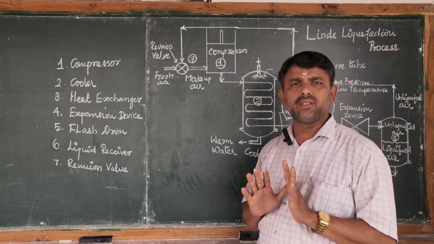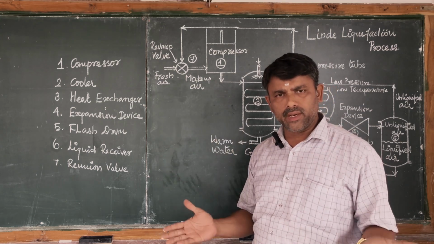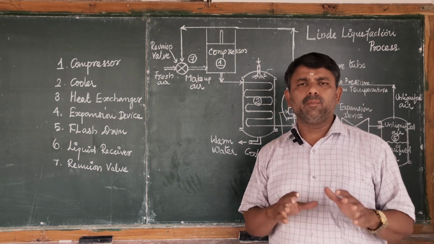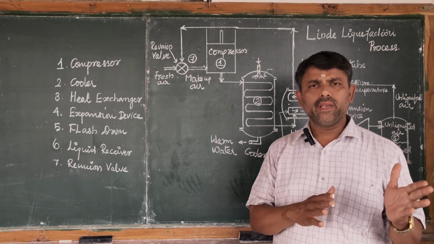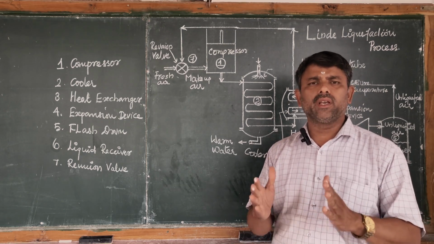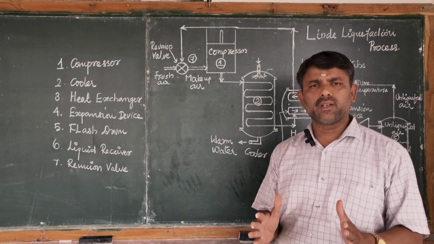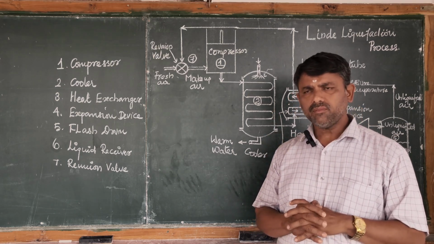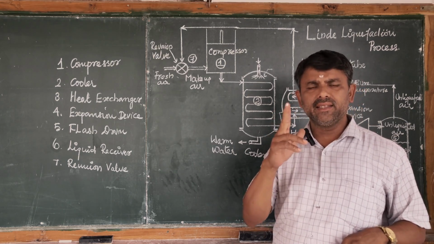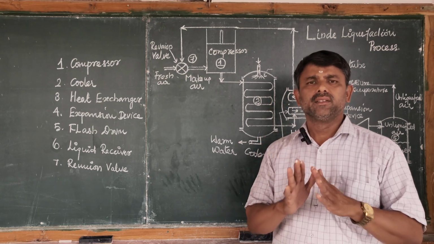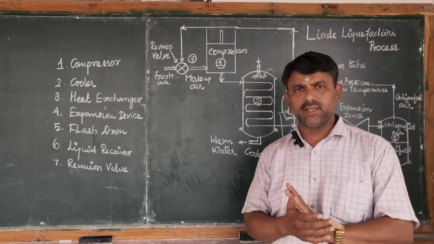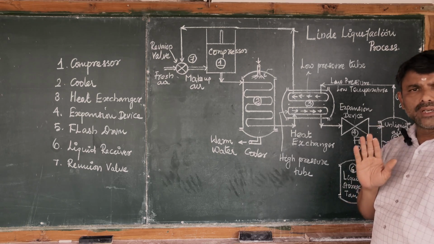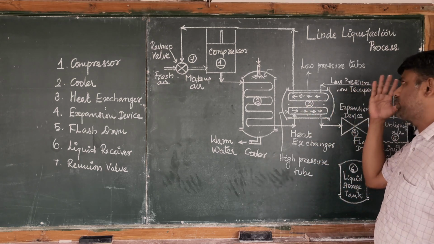The Linde liquefaction process is also known as Joule-Thomson expansion. Joule-Thomson expansion means that when compressed air is allowed to expand through a throttle area, porous plug, flow restricted area or partially opened valve, it experiences a decrease in temperature due to expansion. Clear? So the Linde liquefaction process is also known as Joule-Thomson expansion or isenthalpic expansion.